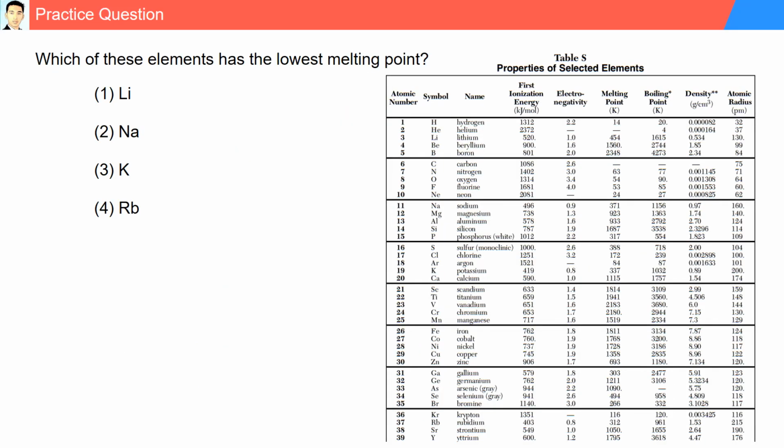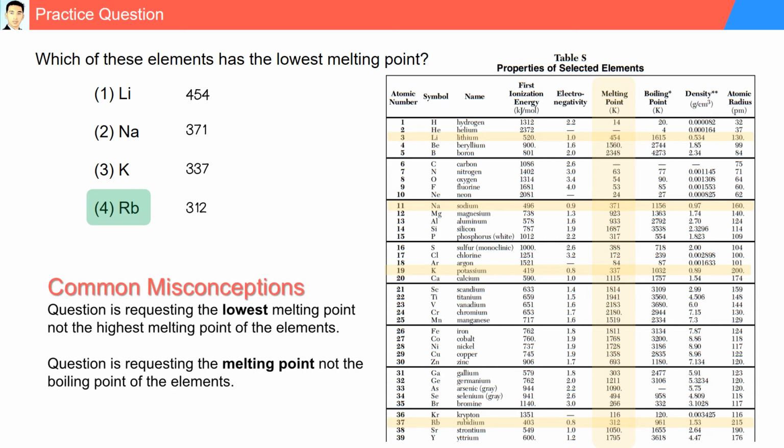Practice question. Which of these elements has the lowest melting point? Looking at reference table S, we need to identify the various elements. Then we need to identify their melting points. In this example, you should indicate next to the answer choices the different melting points, then compare them for the lowest melting point, which is Rb, or rubidium. The common misconception in this question is not identifying the lowest melting point, but the highest melting point. Then you would make the mistake of choosing choice 1. In addition, you can also mistakenly identify the boiling point instead of the melting point.